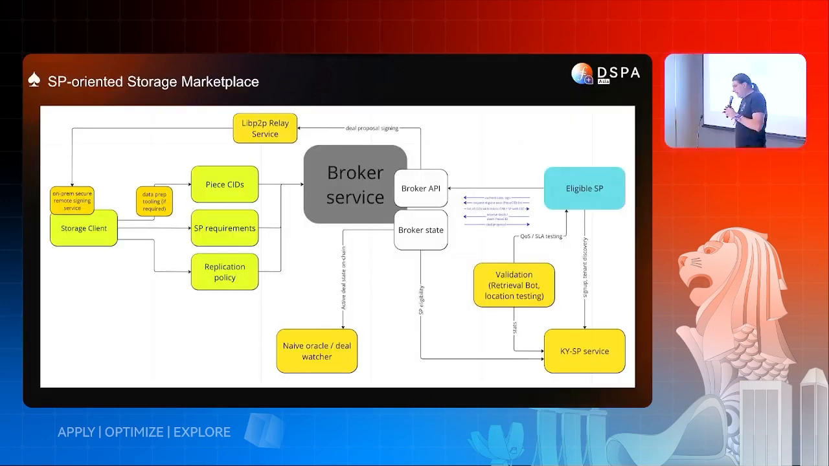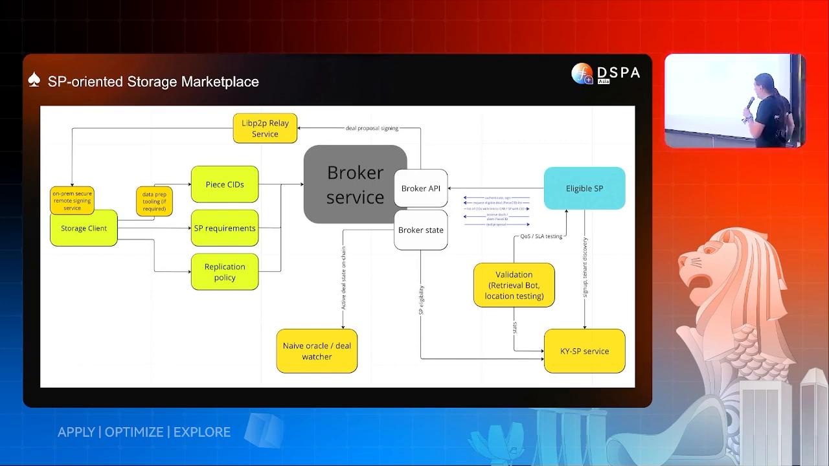So this is the current diagram of the Spade service, and I have a summary on the next slide. So now I'll just point out, and then you can see on the next slide actual bullet points. So we basically start with a storage client, who is what we call the data owner, and all they need to do is somehow give us PCIDs, requirements to how to store this, and requirements for the SPs that will be storing this, and the replication policy of how many times, where, how, and so on this thing is supposed to be stored. They come up with this on their own.